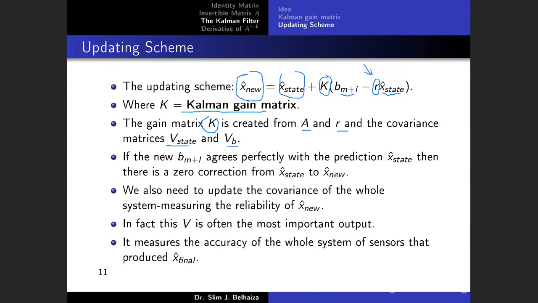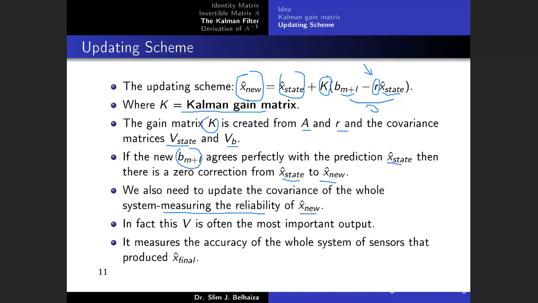Right now, we'll see a small example which could explain much better what we are talking about. If the new b n plus 1 agrees perfectly with the prediction X hat state, then there is a zero correction, because you get a 0. There is a zero correction from X state to X. We also in general need to update the covariance of the whole system, measuring the reliability of the new measurement, or of the new estimation, if you wish.